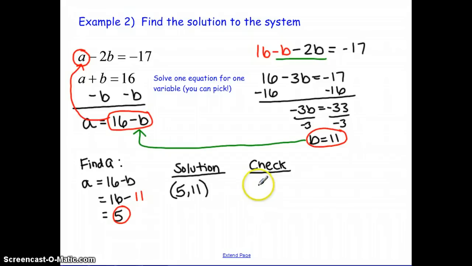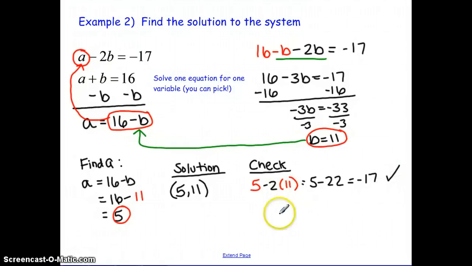So we'll check the first equation. We'll plug in 5, and then minus 2 times our b value, which is 11. So 5 minus 2 times 11, and that's going to give us 5 minus 22. They're opposite signs, so we subtract and take the sign of the larger, and you get negative 17. So that's what we want.